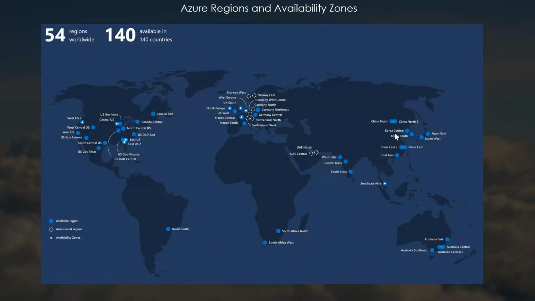If you see all the markings, the regions and availability zones are growing in number. It's a geographically spread service. Azure is not just in one continent or one region, it's across multiple regions. It's in the US, UK, Europe, Africa, Middle East, Asia, China, India, everywhere it's available.